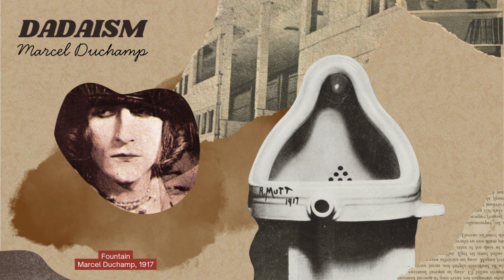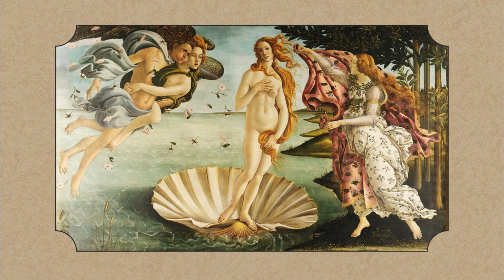Marcel Duchamp was a major figure in Dadaism, and he created what he called ready-mades. That means he took everyday objects and presented them as art. One example is his piece Fountain, where he exhibited a urinal and called it art. People were shocked and outraged. Is this really art? They were used to art looking more like this.